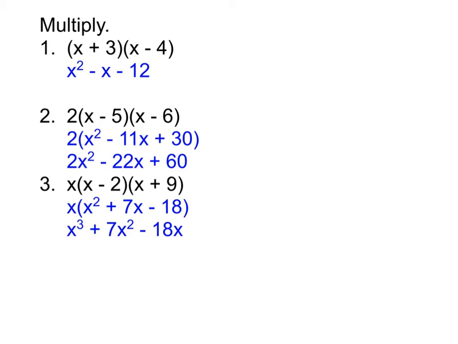You could have started by multiplying the x by the x minus 2. Heck, you could even start by multiplying the x by the x and the 9 over here if you wanted to, leaving the x minus 2 alone. Doesn't matter. By the end, you'll end up in the same place.